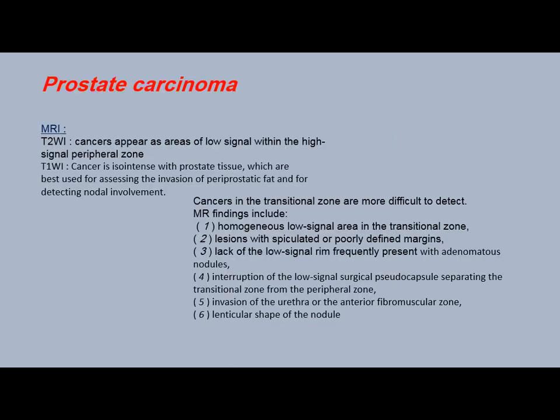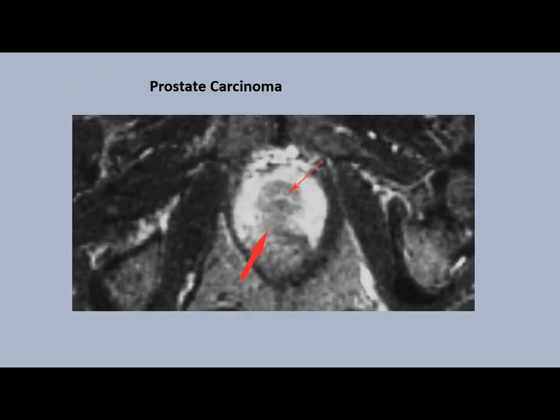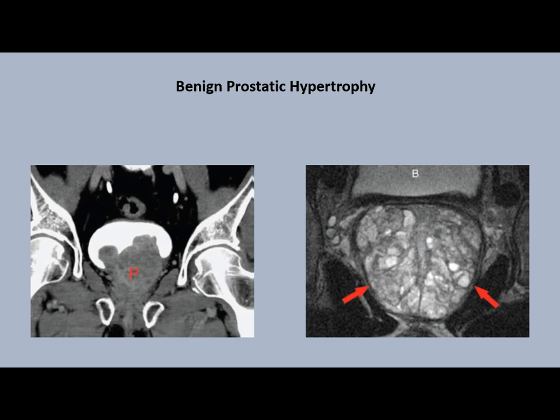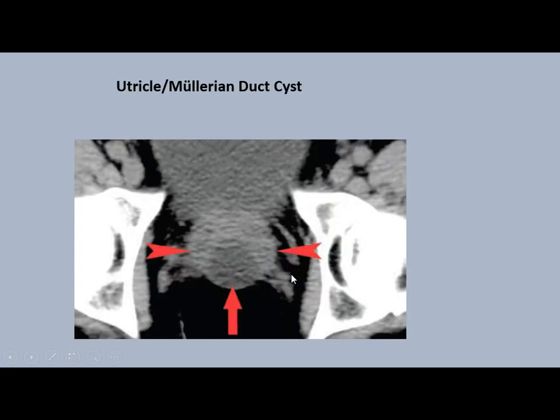This is the appearance of the prostate, I don't know if there's time for it or not. Prostate carcinoma appears on T2 as a hypointense mass in the hyperintense peripheral zone. Criteria for extracapsular extension of the tumor: asymmetry of the neurovascular bundle, involvement of the neurovascular bundle, irregular contour of the prostate gland, irregular spiculated margin of the prostate gland, and obliteration of the rectoprostatic angle. And this is BPH, which appears as heterogeneous signal intensity in the MR.